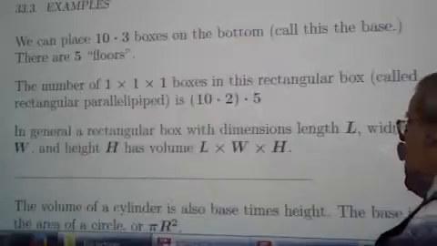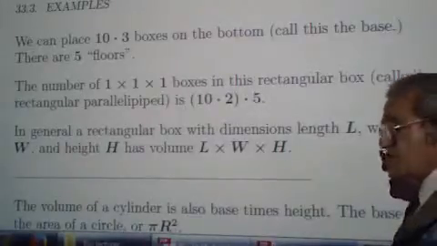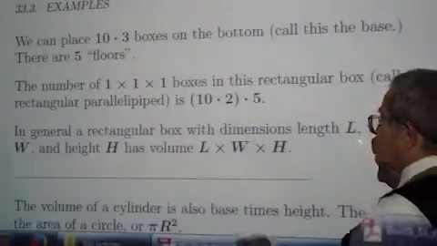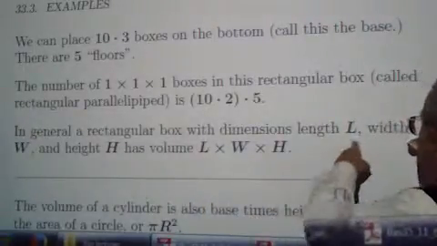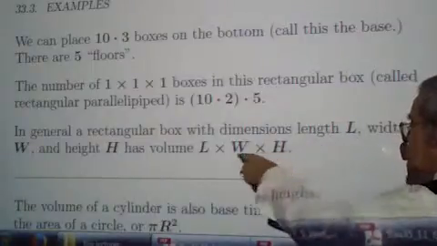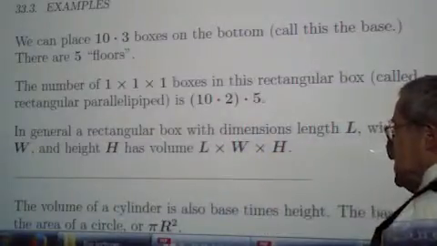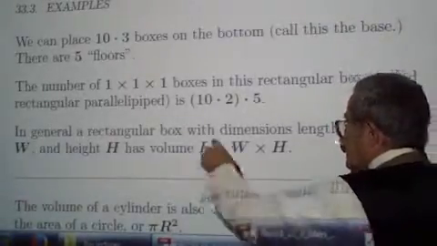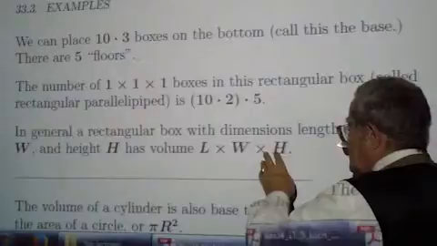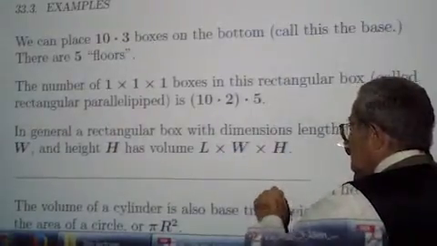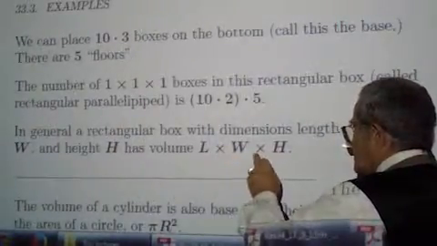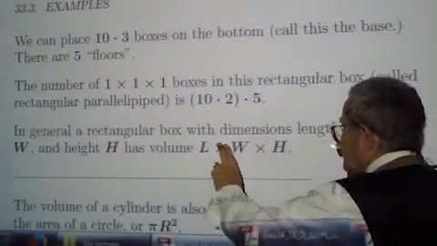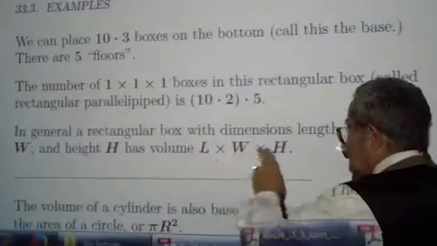So if we want the total volume of a rectangular parallelepiped, so a rectangular box, you have the length by the width by the height. Length times width times height. This x is times. I could have made it a dot. I could have put just LWH without a symbol between the L and W and between the W and H. That would have meant multiplication. Length times width times height.